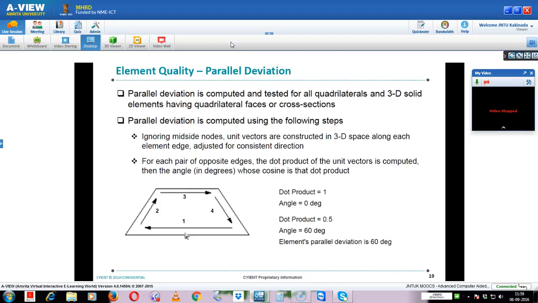So for edges 1 and 3, they perform the dot product, and the angle should be 0. If the dot product is 1, then the angle is 0. If the dot product is 0.5, then the angle should be 60. So 1 and 3 will have 0, and 2 and 4 will have 60 degrees. So this element will have a parallel deviation of 60 degrees. 1 and 3 don't have any parallel deviation, and 2 and 4 have a parallel deviation of 60 degrees.